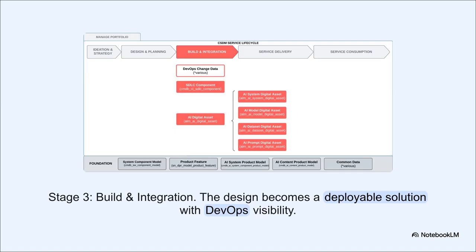Next up, we're in the build and integration stage. The blueprint becomes real code. This domain gives us visibility into the DevOps toolchain and all the development artifacts. It's all about connecting the CMDB to the real, fast-paced world of modern software development.